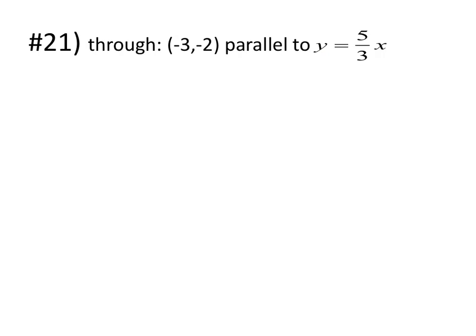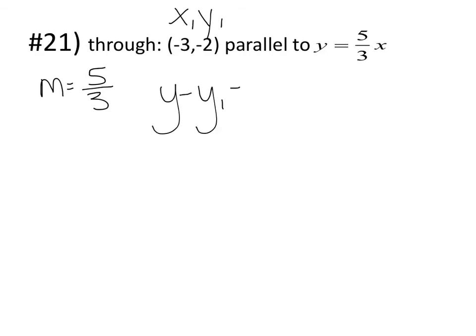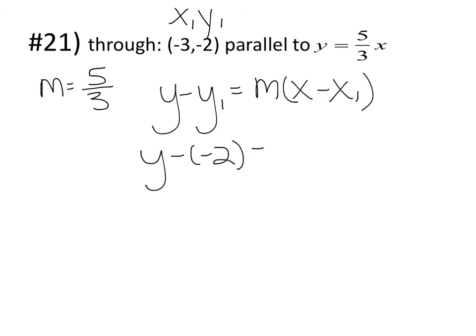Okay, 21 gives you a point and says parallel to this line. Parallel lines have the same slope. So we're actually just going to go ahead and use the slope from this line. So my slope is 5/3, and they gave me this point. So I'm going to label it x1, y1. And I'm going to plug into point slope form. So I have y minus negative 2 is equal to 5/3 x minus negative 3.